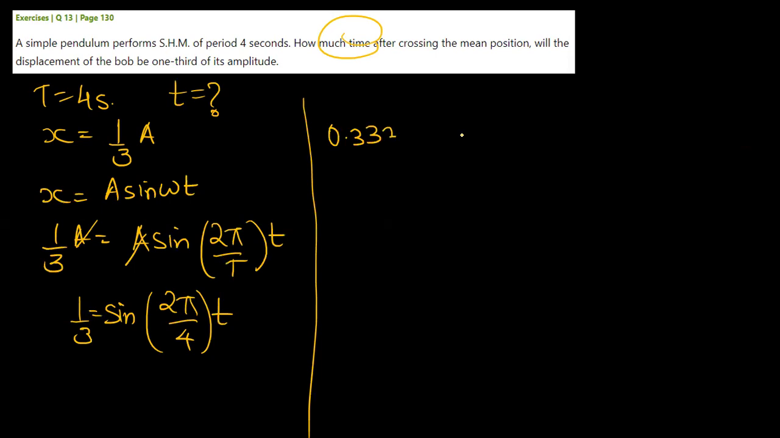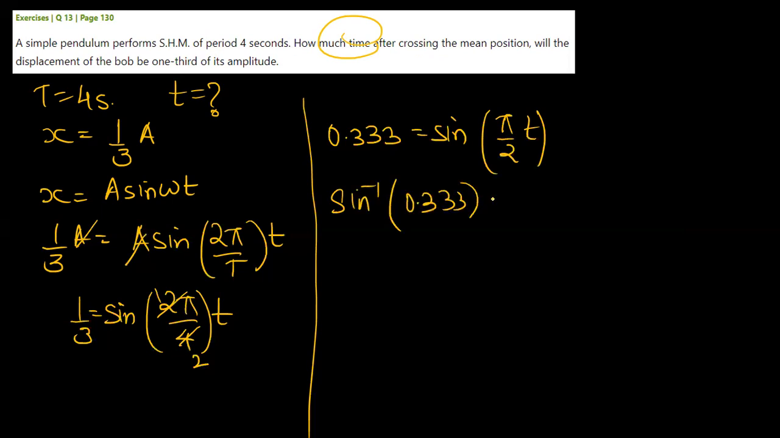That is equal to sine. This I can cancel: 2 ones are 2, 2 twos are 4. So this will become sine of pi by 2 t. Pi by 2 t is together in the sine term. Take sine to the other side, so it will become sine inverse 0.333 equal to pi by 2 t. The sine inverse of 0.333 you can take from your logbook. When you find this value, it will be 19 degree 30 minutes.